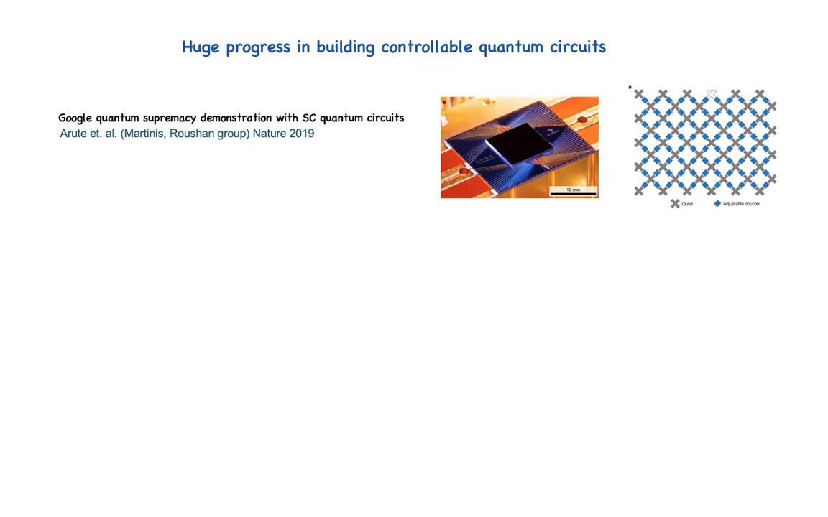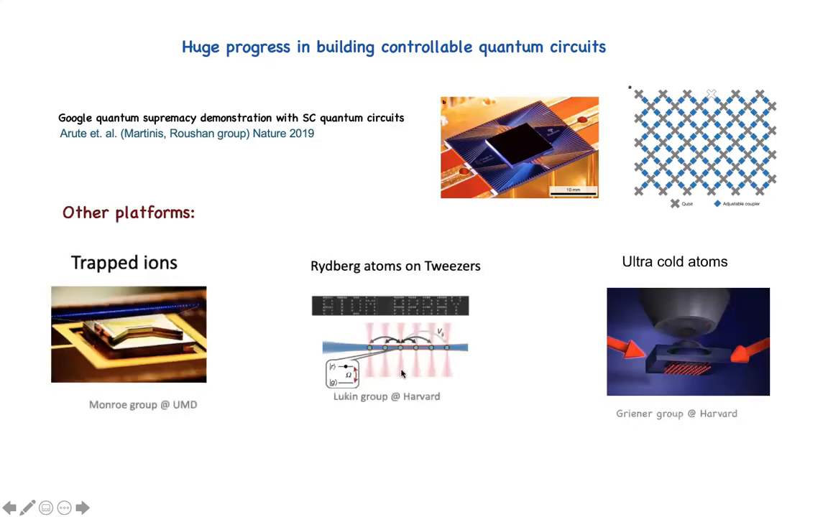An example is the experiment by Google of quantum supremacy. I'm not going to talk about this experiment in particular, but it's an example of an intricate quantum circuit that one can have. We also see examples of quantum circuits in other platforms like ion traps, Rydberg atoms, and ultra-cold atoms.